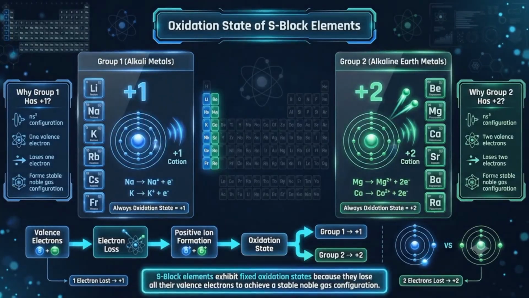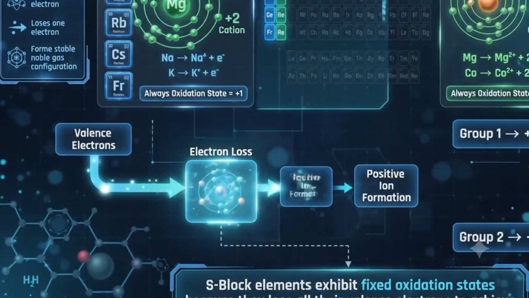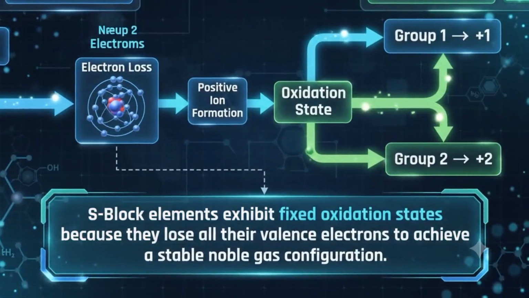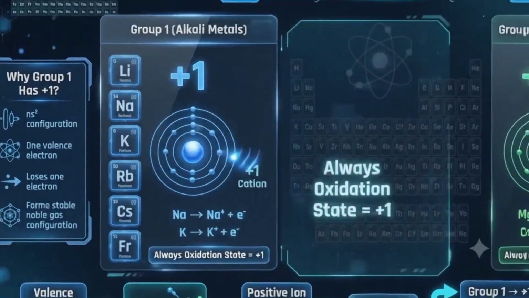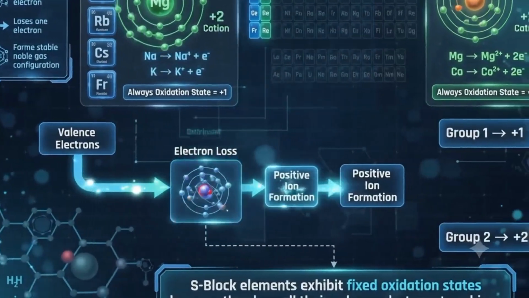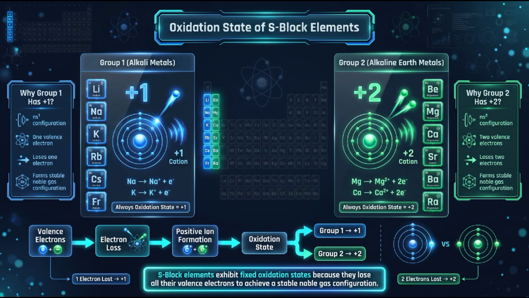Chemical properties of S-block elements is that they exhibit fixed oxidation states. The oxidation state, also called the oxidation number, represents the apparent electrical charge an atom has after losing or gaining electrons during a chemical reaction. Since S-block elements are highly electropositive metals, they almost always lose electrons rather than gain them. The number of electrons they lose determines their oxidation state.